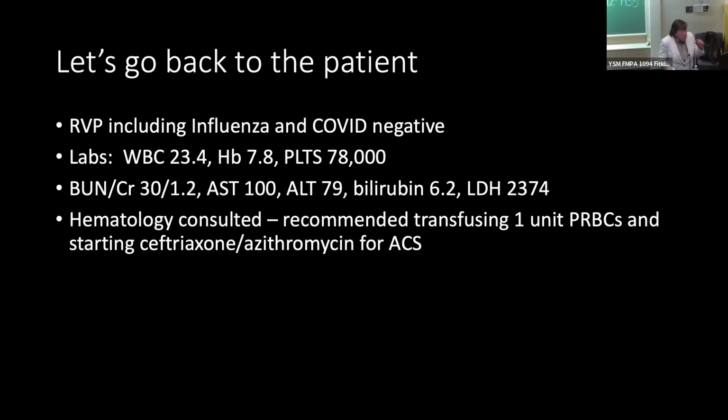She now has an AKI with a creatinine of 1.2, and her LDH is very high, 2374. An LDH in sickle cell disease is almost entirely from the erythrocyte, so this suggests that she's really hemolyzing, and that's why her bilirubin's up to 6.2. Hematology is now involved. She is being transfused. They recommend transfusion and starting her on ceftriaxone and azithromycin. Ceftriaxone covers pneumococcus, H. flu, the encapsulated organisms. Our sickle cell patients are asplenic or functionally asplenic or surgically asplenic.